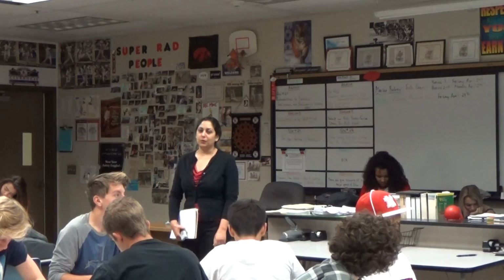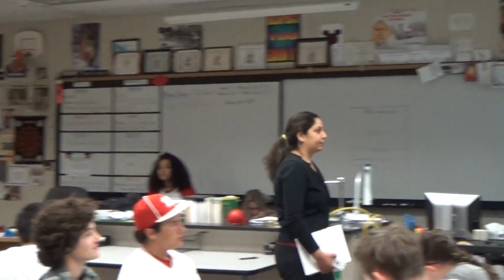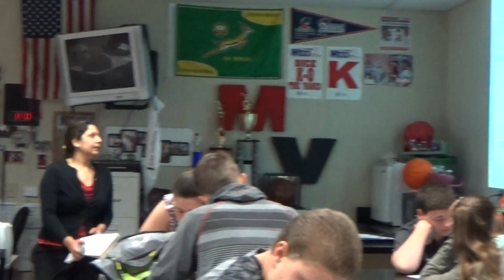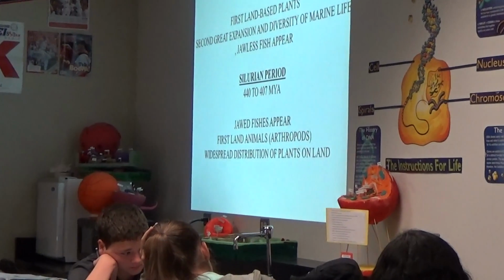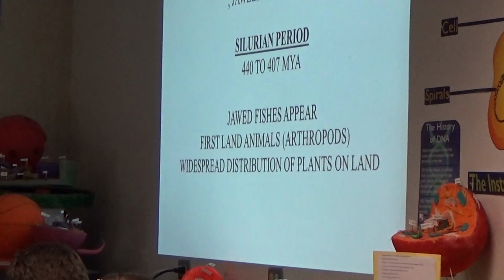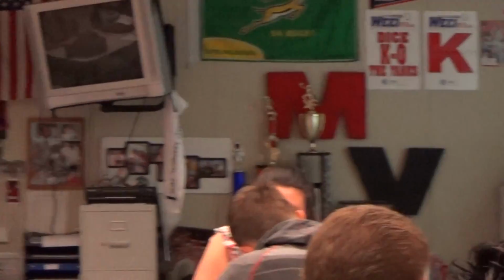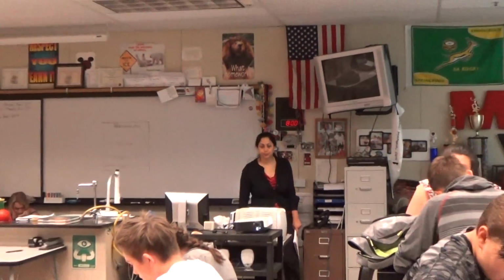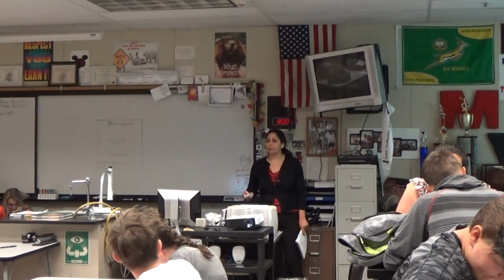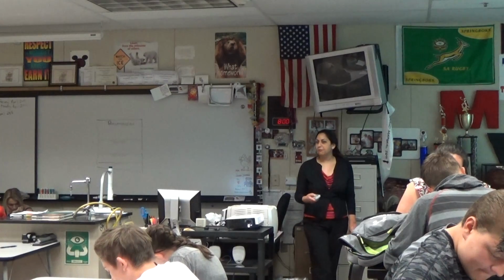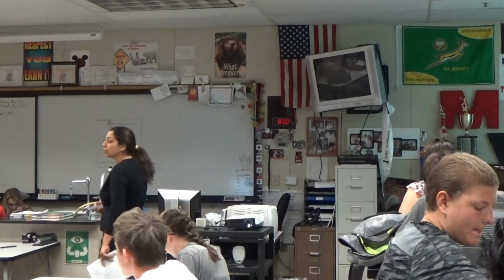First land animals, which is going to be the arthropods, insects, and vegetation on it. But first appearance for insects. And for marine, it's getting to be more complex. From jawless, which is a primitive look of a fish, into jawed fish.